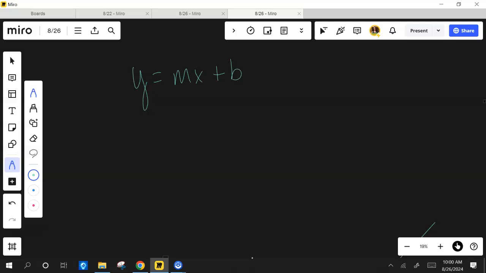This is a line, yes? How do you graph a line in this form? Tell me what the M and the B are. M is slope. Slope intercept. B is the Y intercept. Slope is rise over run. Slope intercept form is the easiest form to graph in. I start at the y-intercept and put my point there, and then all I have to do is apply the slope. So if I had y equals 1 half x minus 2.